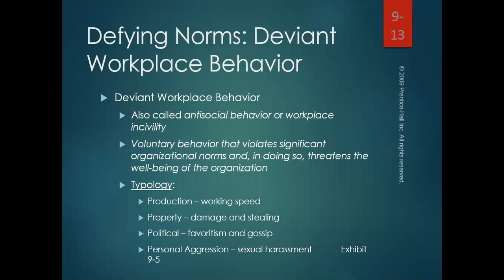So these are the things. The basics: topology related with the production, working speed, property damage, stealing, political favoritism, and gossips, personal aggressions, sexual harassment, and so many other things they can do in the organization. So this is how they can do it. This is how deviant workplace behaviors relate. This is how they can affect it.